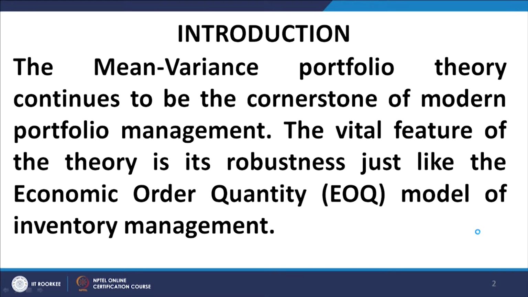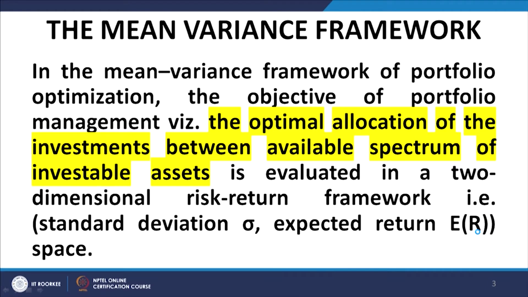The mean variance portfolio theory continues to be the cornerstone of modern portfolio management. The vital feature of the theory is its robustness, just like we have the economic order quantity in the case of inventory management. Now, in this mean variance framework of portfolio optimization, the objective of portfolio management, that is the optimal allocation of the investments between the available spectrum of investable assets, is evaluated on a two dimensional risk return framework, that is the expected return, which measures the return part, and the risk is measured by the standard deviation or the variance. That is why it is called the mean variance portfolio theory.